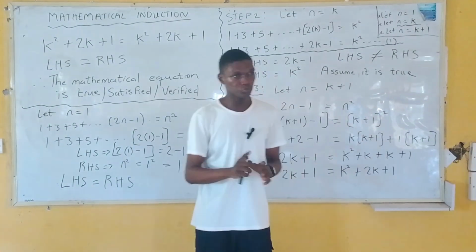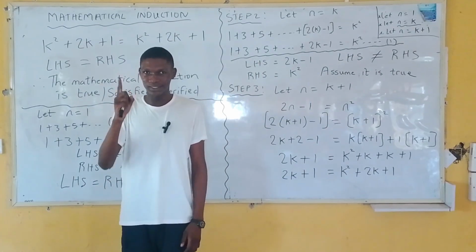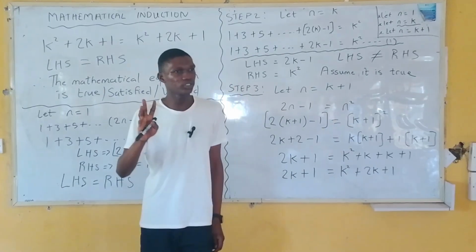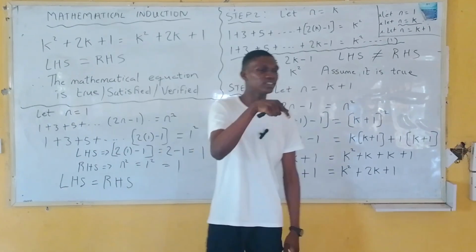For mathematical induction, we want to do 3 things. We want to say that our n is to be what? To be 1. Say that your n is to be what? To be k. And say that your n is to be what? k plus 1. That's what we are doing. Alright, so when you say that, that's step 2.